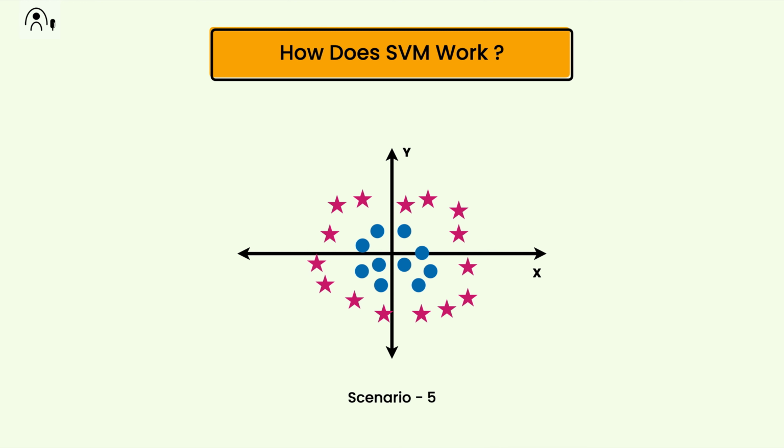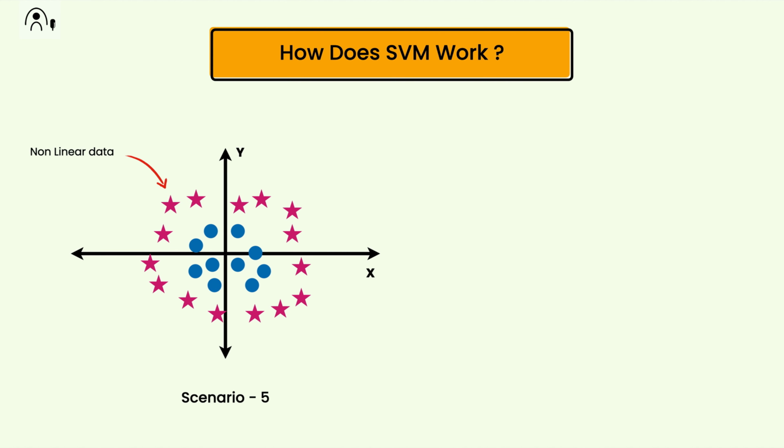For this type of scenarios, we can't have linear hyperplane between the two classes because it is a non-linear data. SVM solves this type of problem by introducing additional feature. Here we will add a new feature, z equals x square plus y square. Now if we plot the data points, it will be like this.